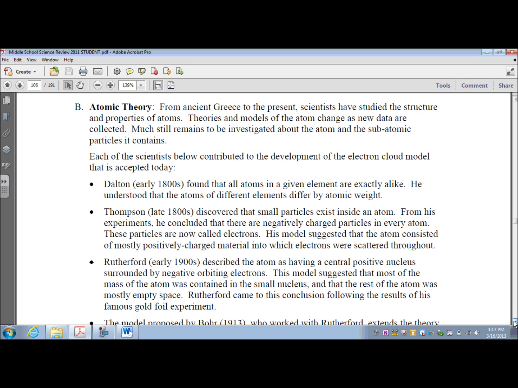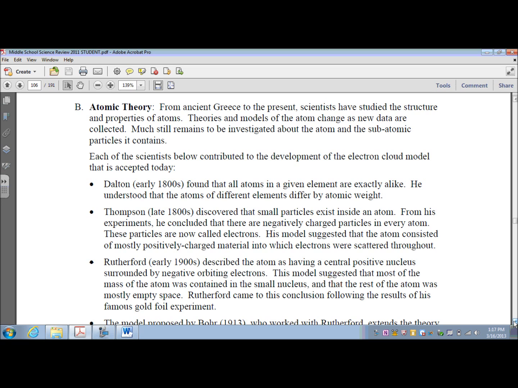From ancient Greece to the present, scientists have studied the structure and properties of atoms. Theories and models of the atom change as new data are collected. Much still remains to be investigated about the atom and the subatomic particles it contains. Each of the scientists below contributed to the development of the electron cloud model that is accepted today. Dalton, in the early 1800s, found that all atoms in a given element are exactly alike. He understood that the atoms of different elements differ by atomic weight.